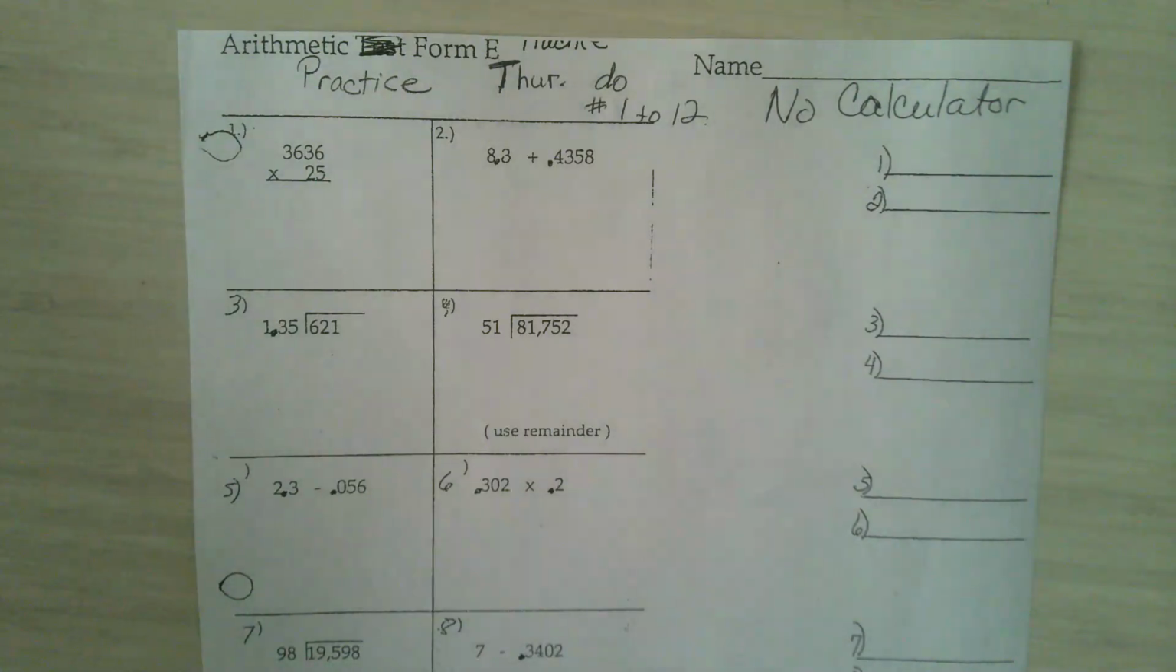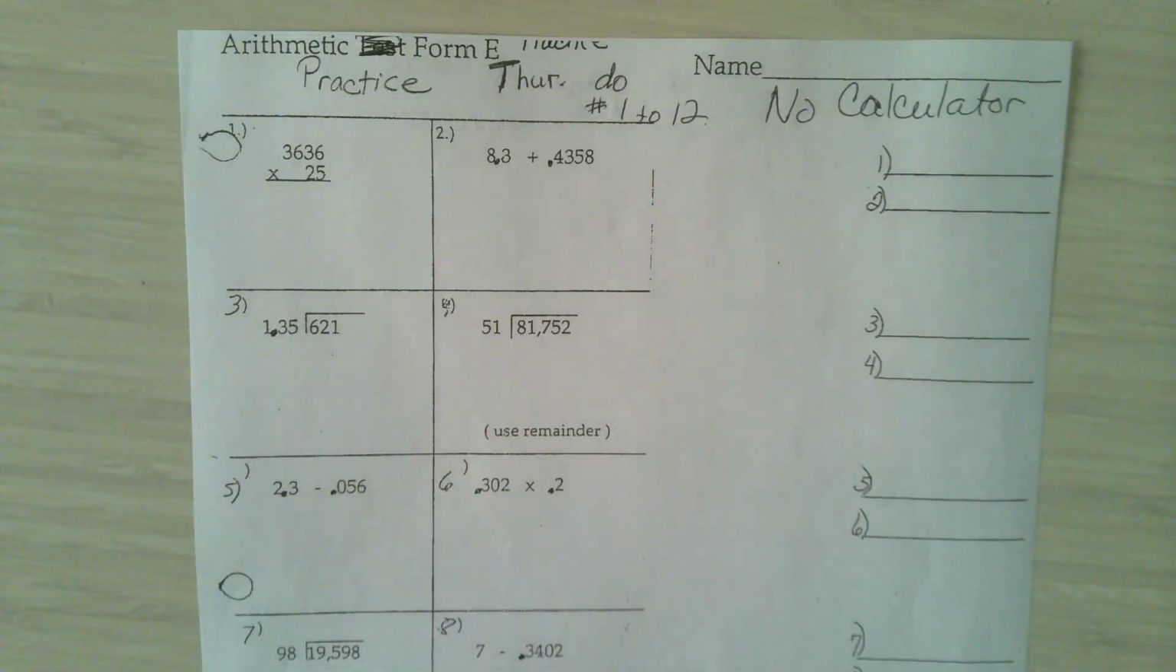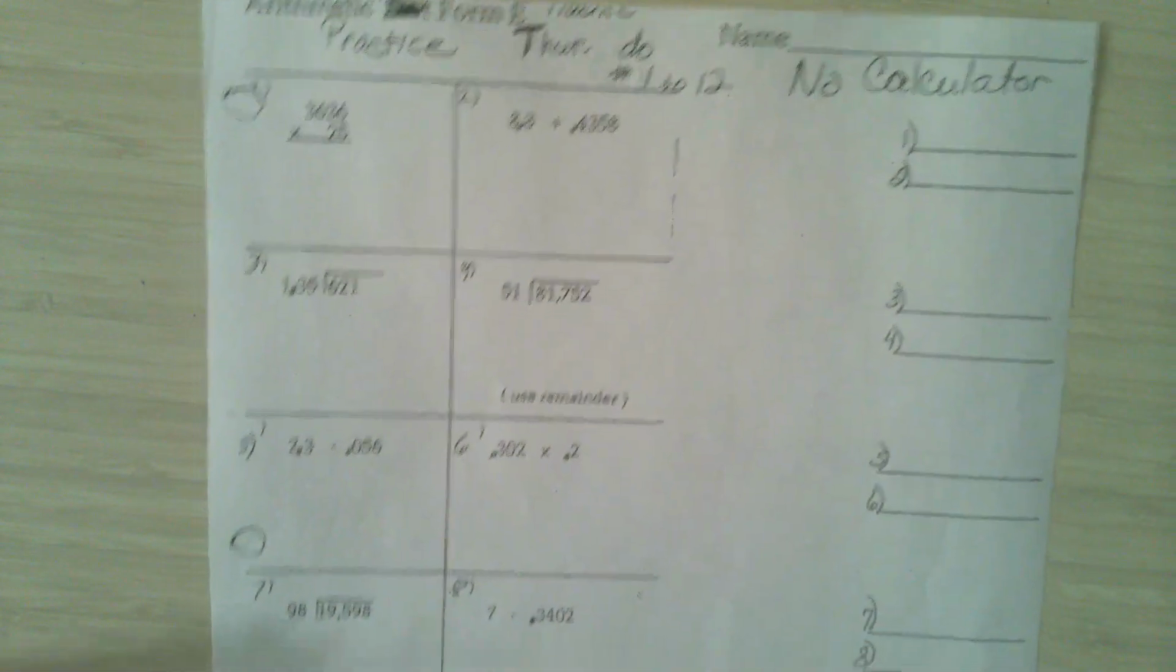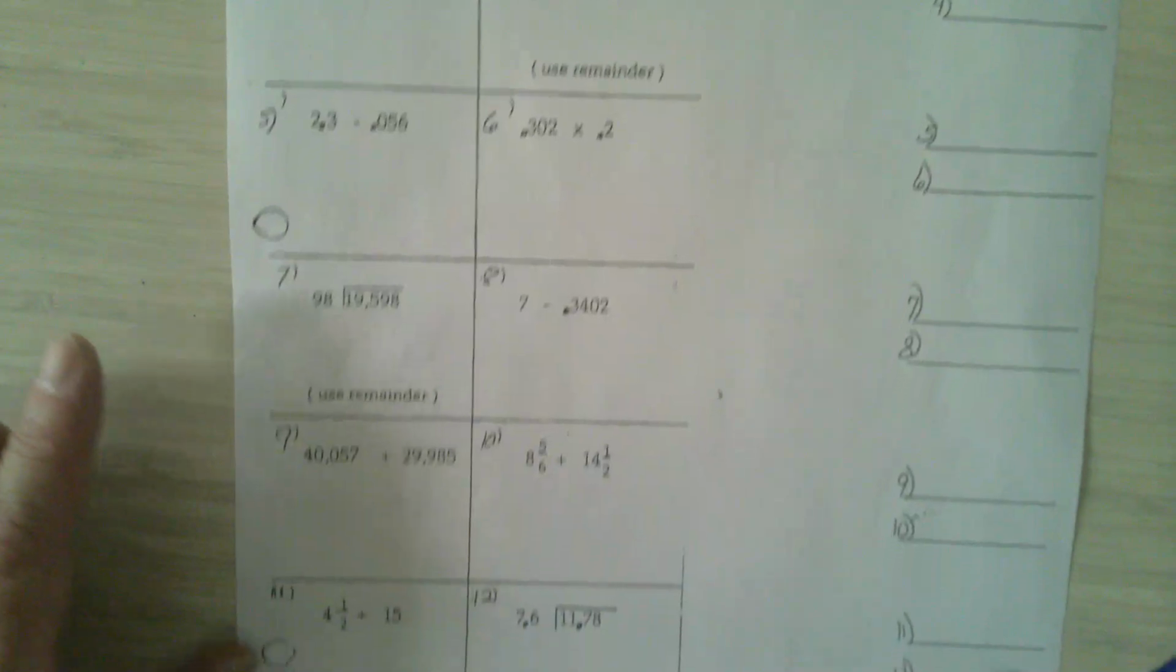Hi, this is Mrs. Robertson, and today for your bell work, you're going to do computation review. We need to make sure that your skills are ready for the iLearn checkpoint, which we'll be doing, the math one, on Tuesday of next week. So for today, Thursday, you're only going to do problems 1 to 12. No calculator on these problems.